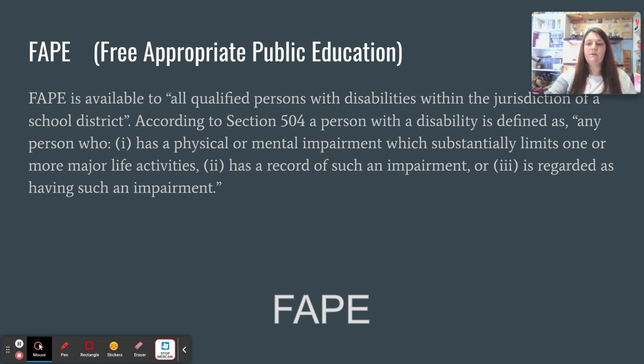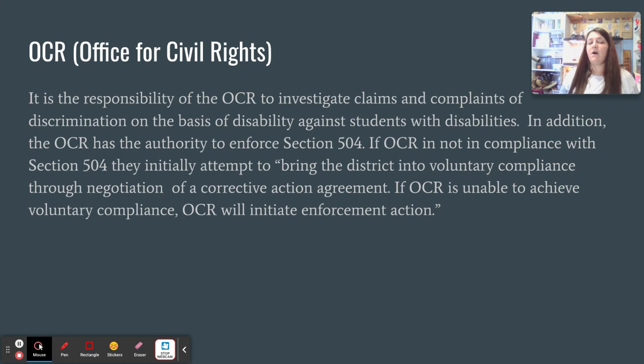Okay, so moving on, we have OCR, the Office for Civil Rights. So it is their responsibility to investigate claims and complaints of discrimination. They have the authority to enforce Section 504. If they find that a district is not in compliance, they will attempt to bring them in for voluntary compliance through negotiation of a corrective action agreement.